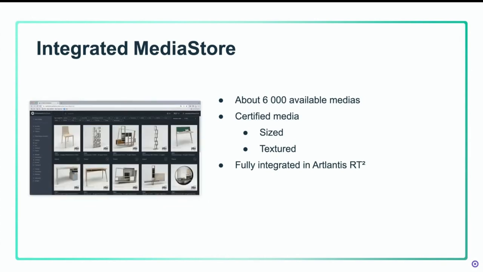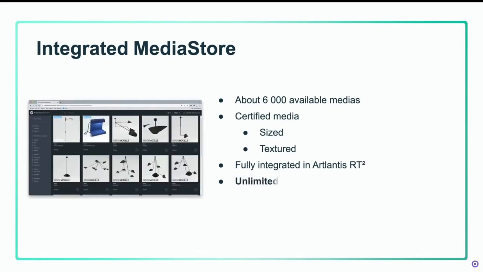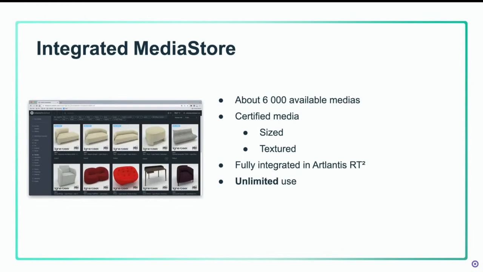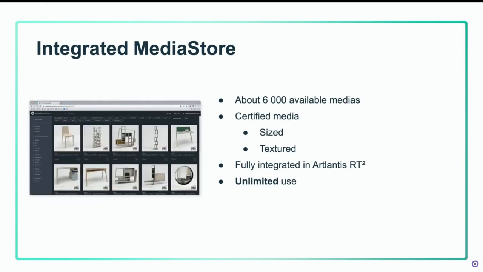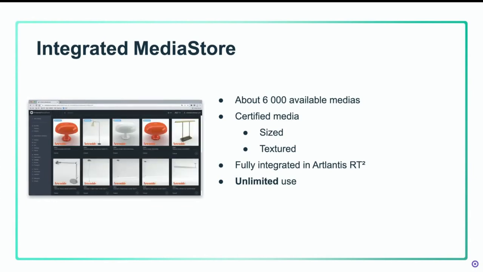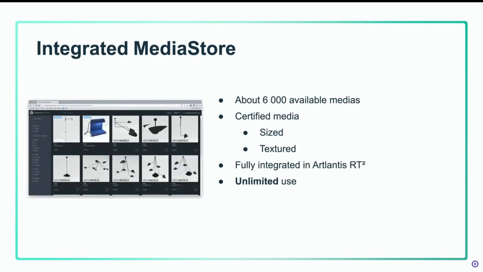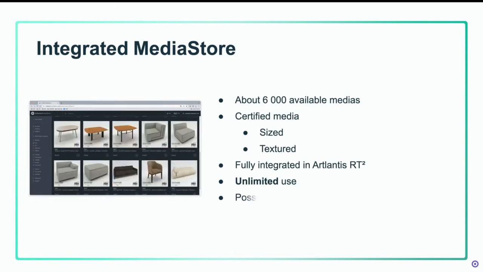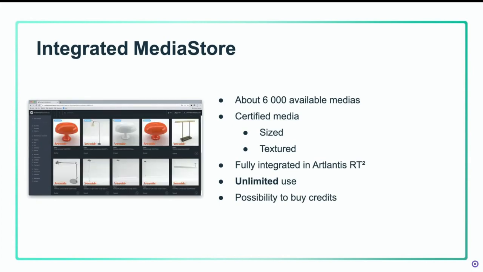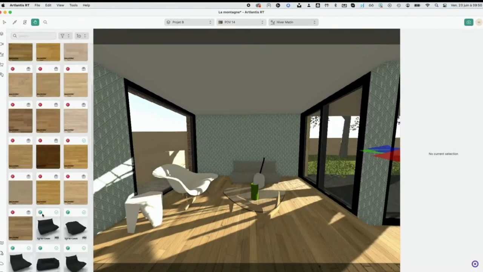But what is very new in Artlantis RT² is that you can use the Artlantis Media Store in non-limited use. It means that you can download anything you want. You can download trees, furniture, 3D people, textures in a non-limited way. So how does it work? It's very easy. Of course, if you want to buy credit, you can always buy credit. I think we're going to have some questions about it later.